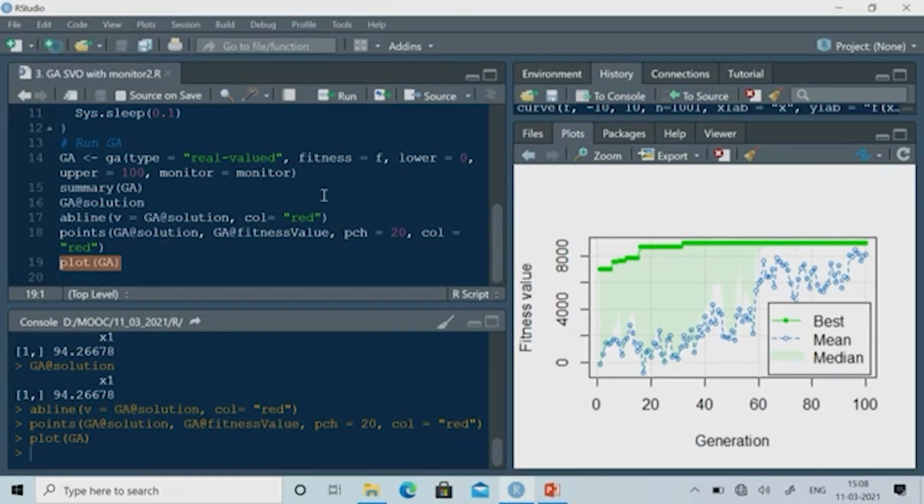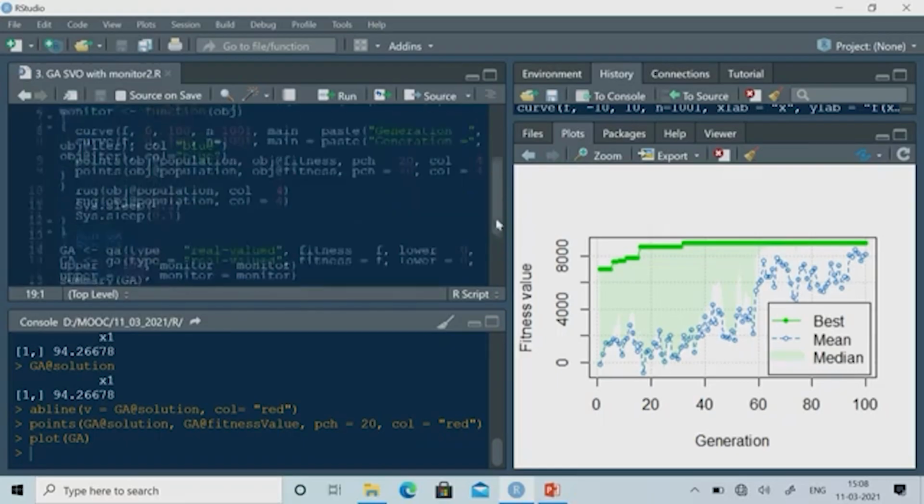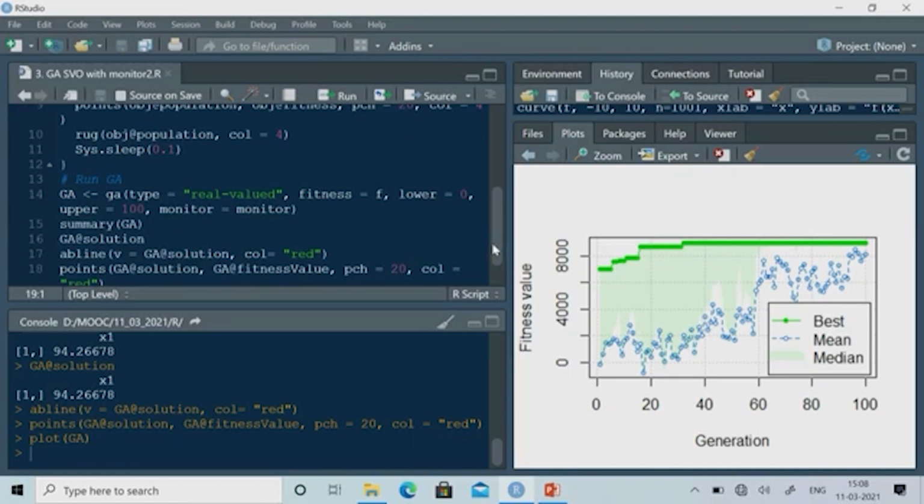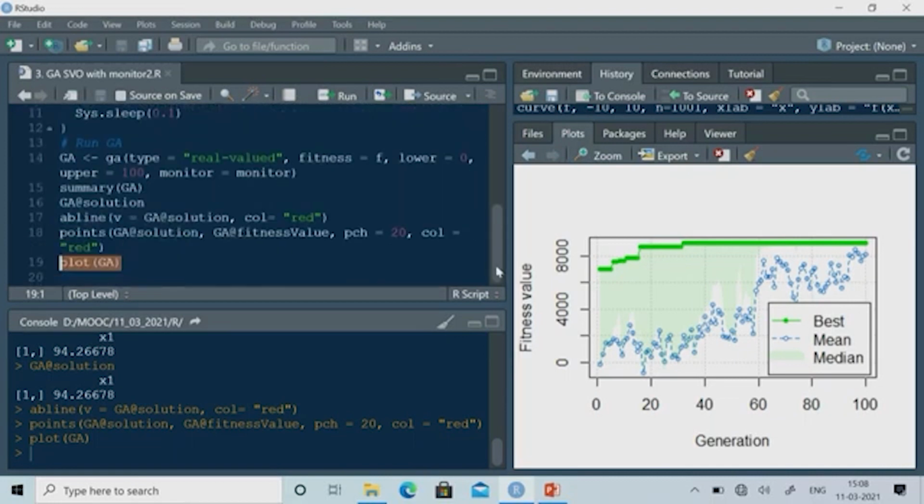Using the monitor function, we can monitor the population, how these populations are moving towards the optimal solution. So, you can see how ZA is converging at the global optimal solution.